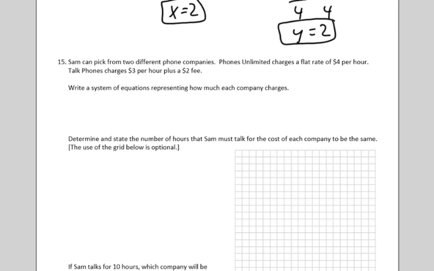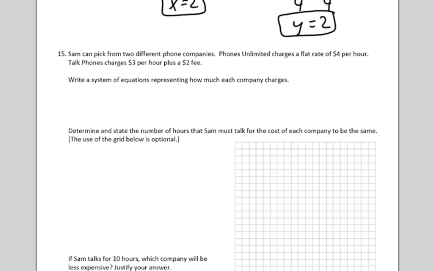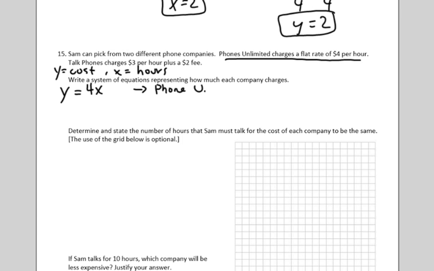15. Sam can pick from 2 different phone companies, write a system of equations. So the first one, I'm going to let y equal the cost and x equal the hours. So the first company has a flat rate of 4 per hour, so that's y equals 4x. That's Phones Unlimited. And the second one charges $3 per hour plus a $2 fee, so that would be y equals 3x plus 2. Initial fee is 2, so that's Talk Phones.